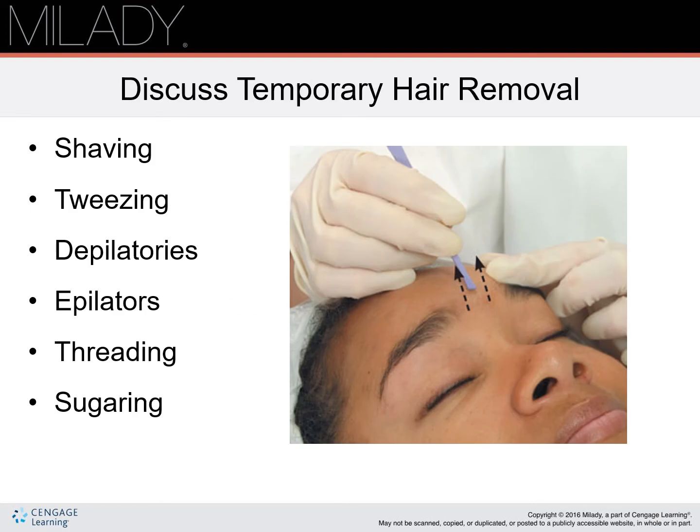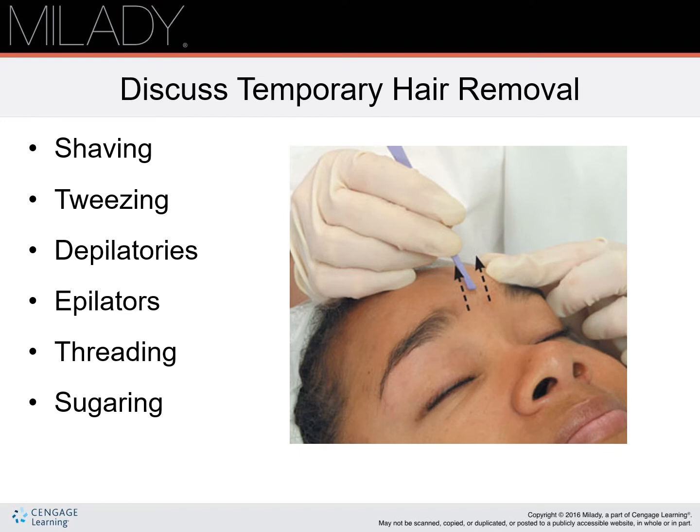Okay, so temporary hair removal. Temporary methods of hair removal, some of which may be offered in the salon or spa, are going to be discussed throughout this slide. First, we have shaving. All of us do this at some point. The most common form of temporary hair removal, particularly of men's facial hair, is shaving.